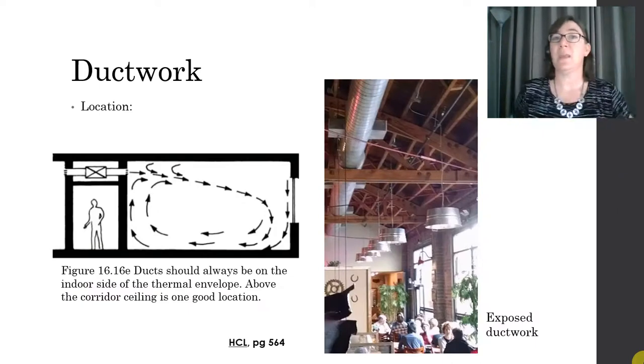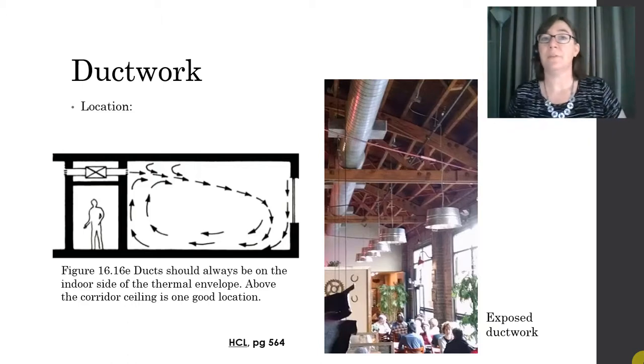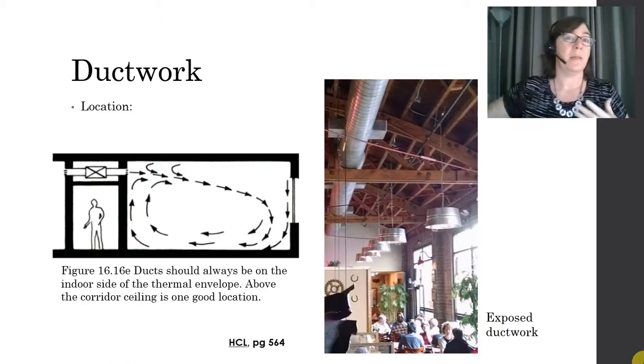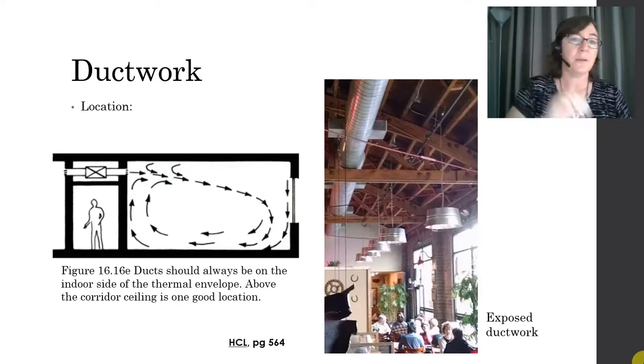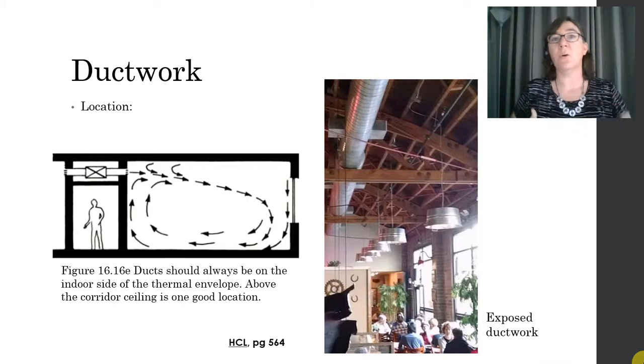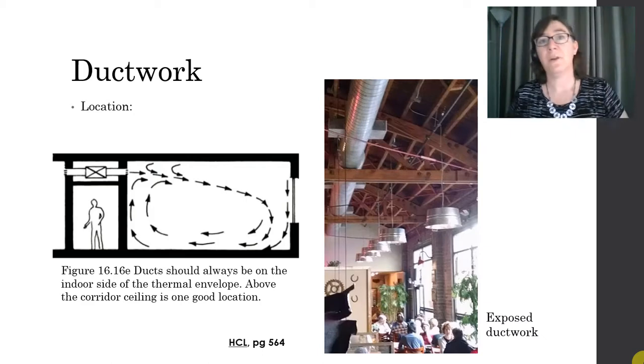Ducts should always be inside the thermal envelope. If you put them outside of the thermal envelope, you get much reduced efficiency of your heating and cooling system. And your textbook notes that above a corridor ceiling or a hallway ceiling is often a good location. And I just wanted to show you that exposed ductwork is often popular for its particular aesthetic.